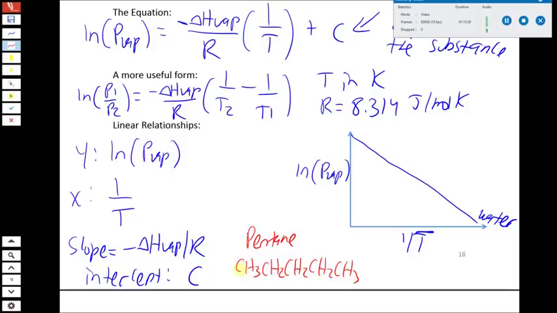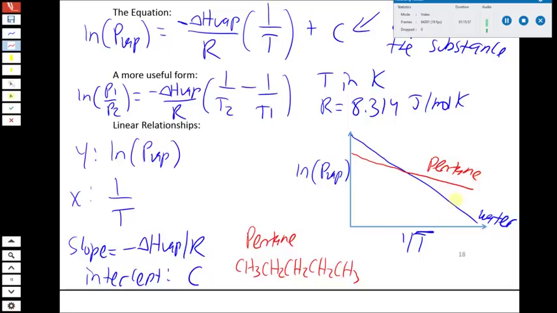If we go to pentane, what kind of intermolecular forces are present in any hydrocarbon? Just London dispersion forces, which are much weaker. So pentane would have a lower enthalpy of vaporization, which means the slope of its plot would be smaller. So this would be something like pentane, which has a smaller slope.